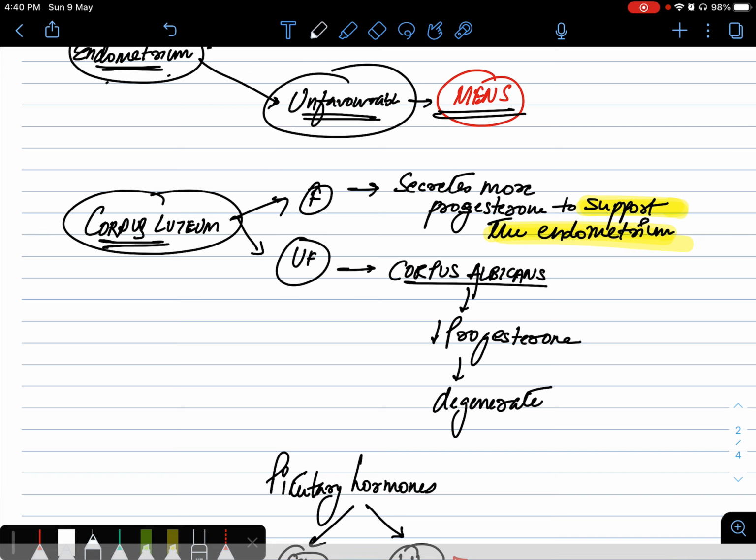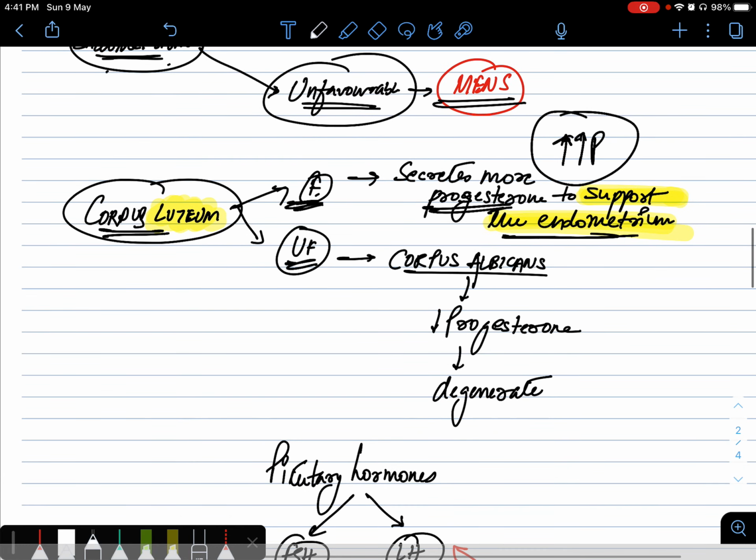Next, what happens to the corpus luteum? Corpus luteum, which we know was yellow in color. Remember, luteum means yellow. What will happen again? The favorable and unfavorable. If the conditions are favorable, more and more progesterone will be secreted, and it helps in supporting the endometrium. So another important function of progesterone is to help in sustaining a pregnancy.